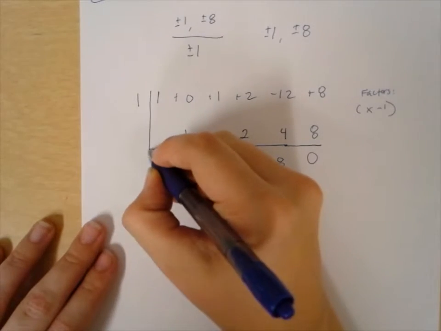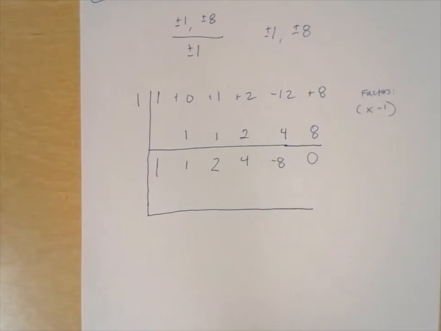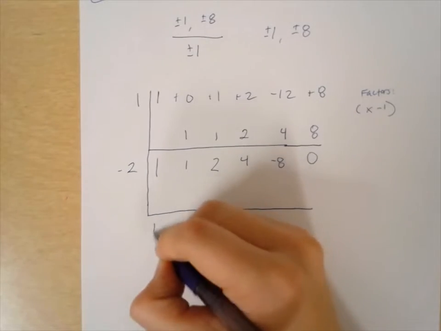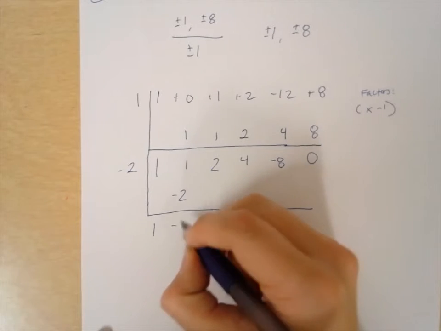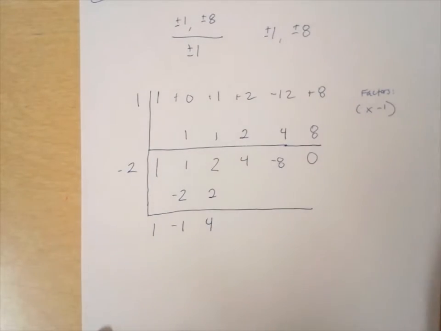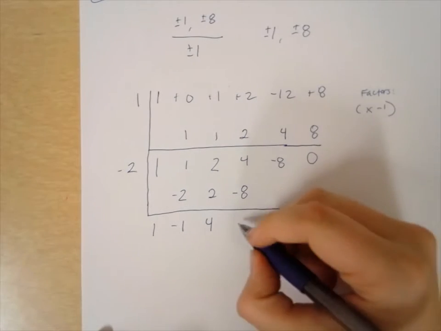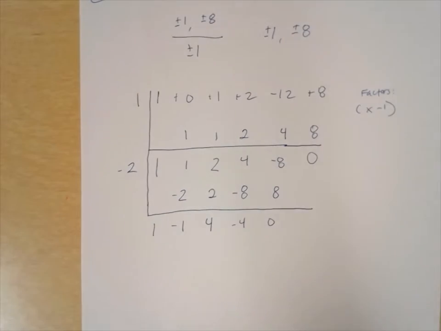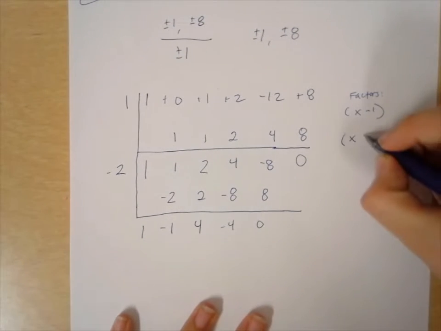Awesome. Now let's use this shortened polynomial here, and let's see if that negative 2 that we were looking at is going to be helpful. So let's bring down a 1. We'll say 1 times negative 2 is going to be negative 2. We're going to get negative 1 times negative 2 is positive 2. We're going to get 4. 4 times negative 2 is going to be negative 8. I'm going to get negative 4 once more. Negative 4 times negative 2 is positive 8. And I'm going to get a 0. Awesome. So I know my other factor is also going to be x plus 2.